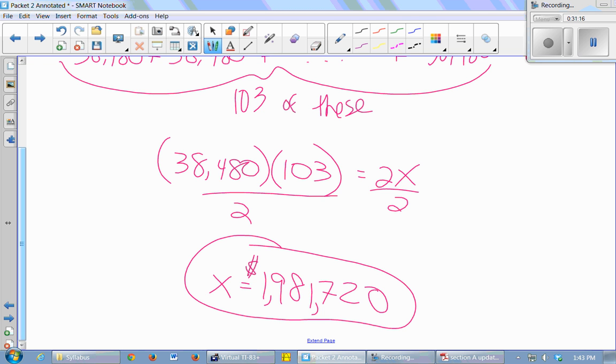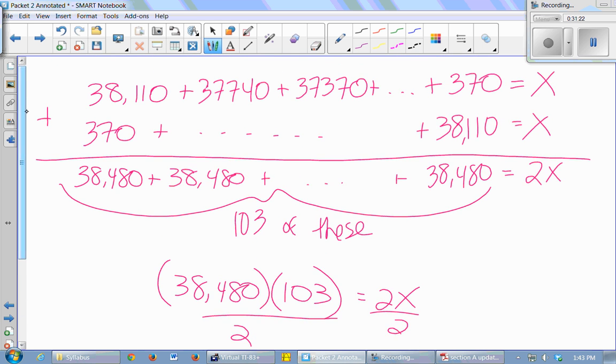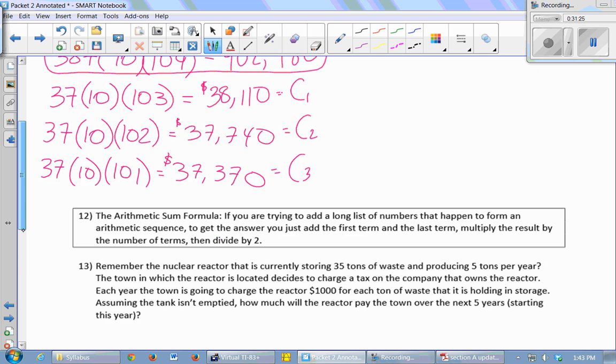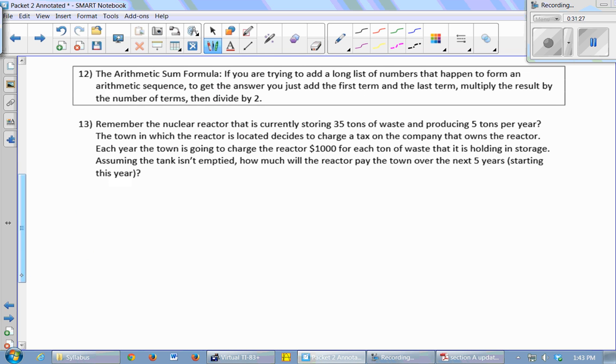So this is a very tricky thing, adding up the numbers in an arithmetic sequence. This is a little trick, and I have a way to shorten it. I wrote it in this box here. It's called the arithmetic sum formula. If you're trying to add a long list of numbers together, and the numbers in that list happen to form an arithmetic sequence, where the difference between each successive number is always the same, in our case 370, then to get the answer, you just add the first term and the last term, multiply the result by the number of terms, which for us was 103, and then divide by 2.